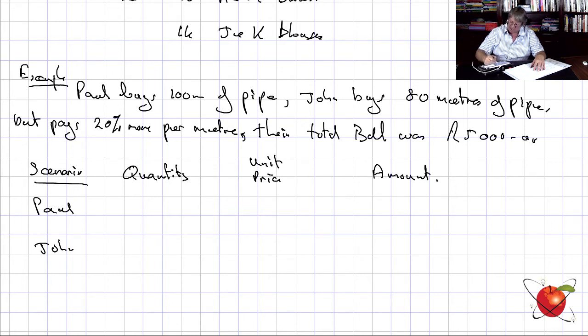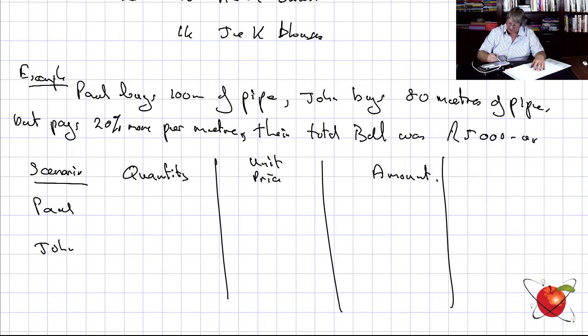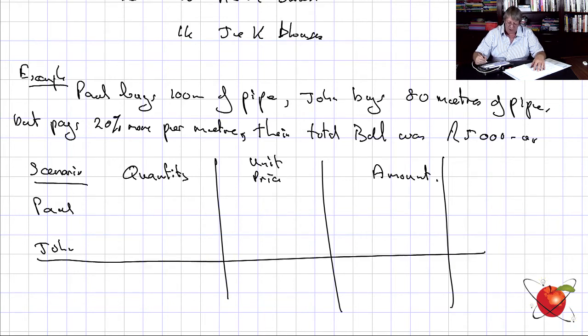Okay. Now, what did I say? We fill in everything we're given. The total amount they paid is 5,000. There it is. 5,000 is what they paid for it. What am I going to do next? I'm going to say the quantities we bought were 100 and 80.